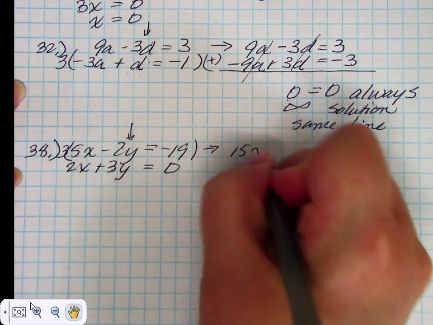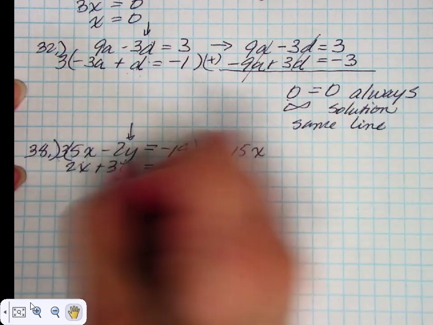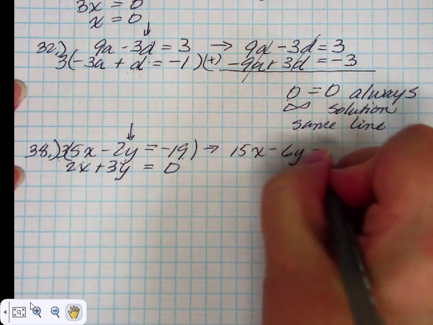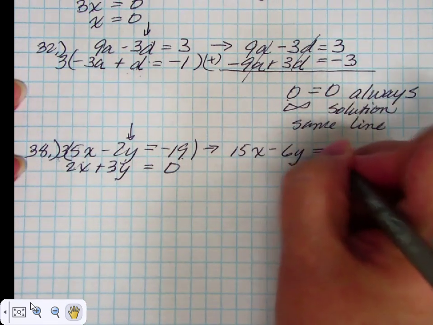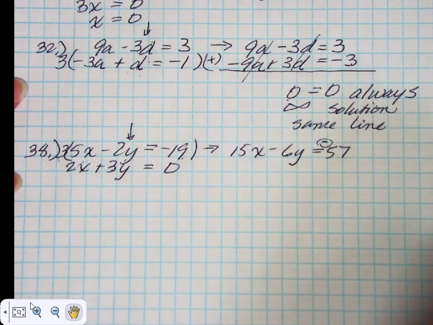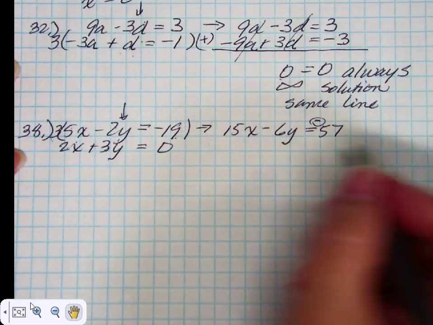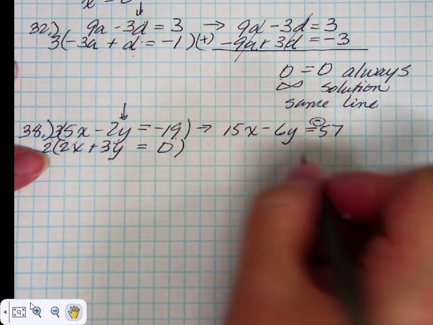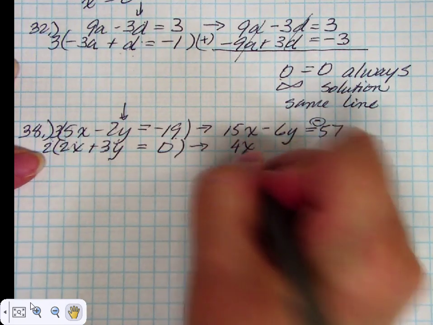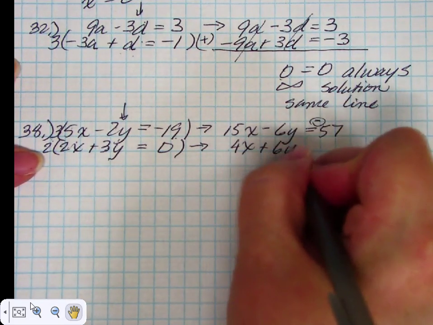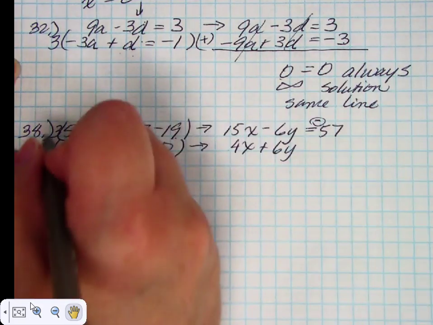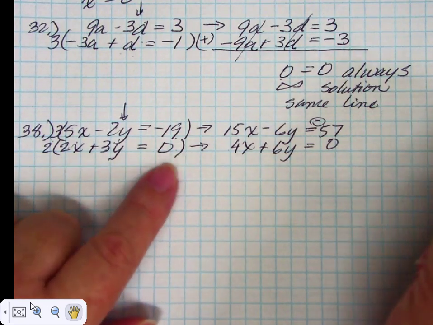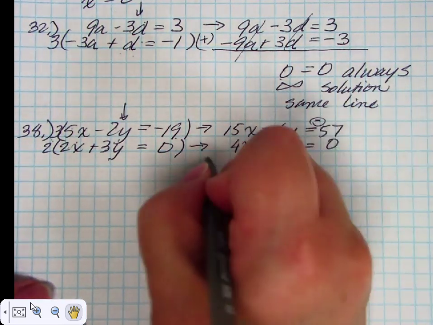So we're going to say 15x, 3 times 5x. 3 times negative 2y is negative 6y. 3 times negative 19 is negative 57. All right. So on the bottom, I'm going to multiply the bottom by the top number. So here we're going to have 4x plus 6y. Notice here those y's are going to cancel. And 2 times 0, well, that's still 0. But remember this back number. If you make a mistake on this, that's probably where it is.